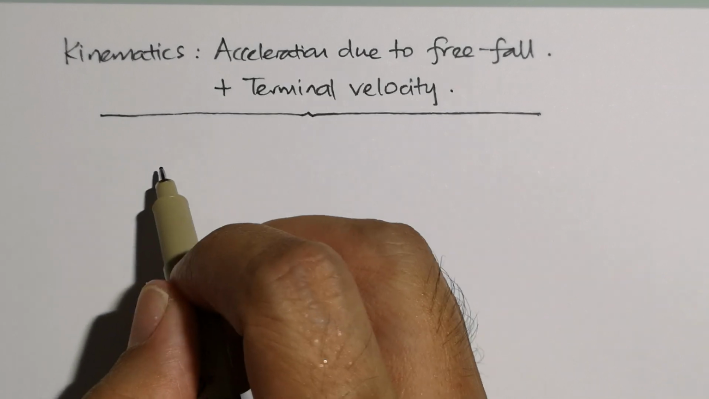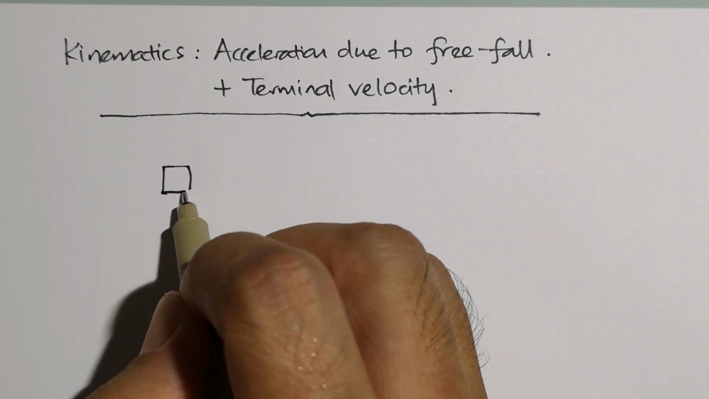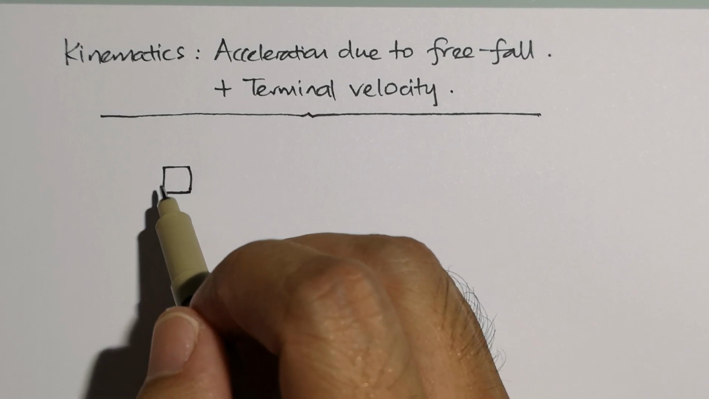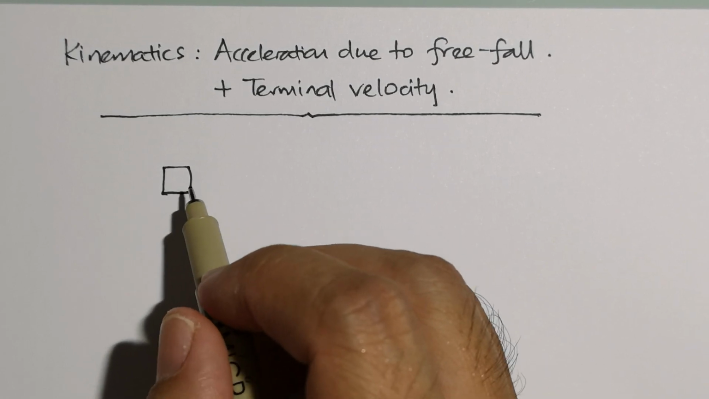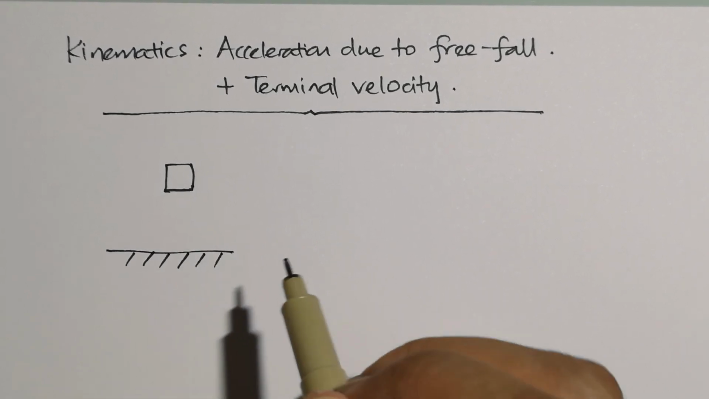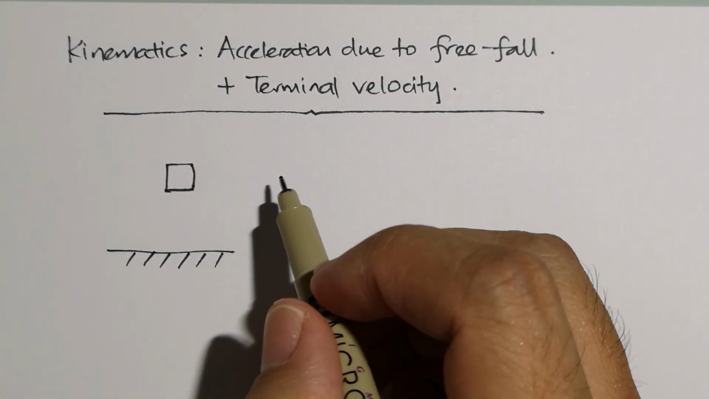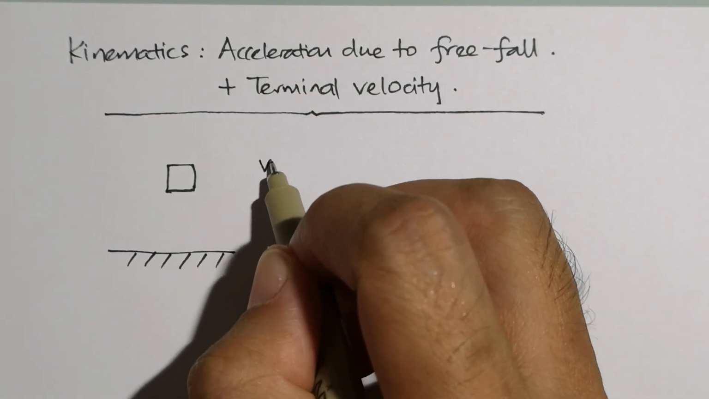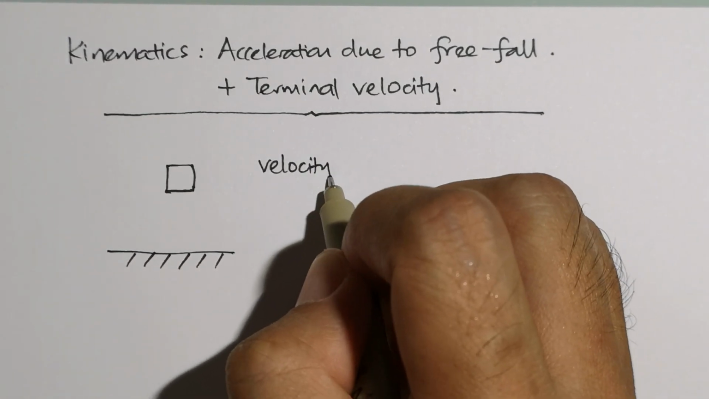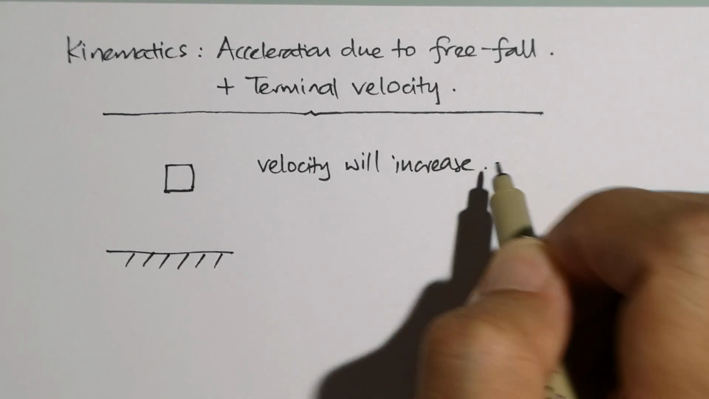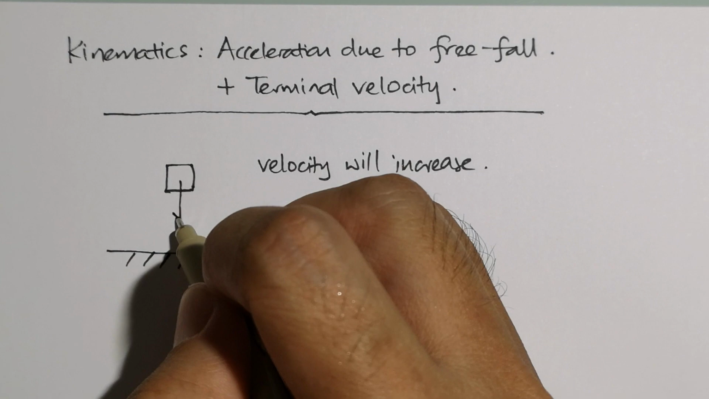Now let's consider an object falling down. So now when I draw a box, or I draw a square, it doesn't really mean a box, it just means an object. Okay. Now in an environment where you drop anything down, we see that the speed or velocity will increase. It will just get faster and faster as it falls down.